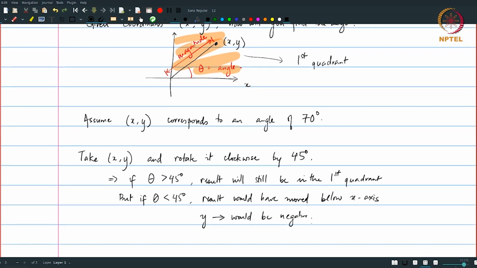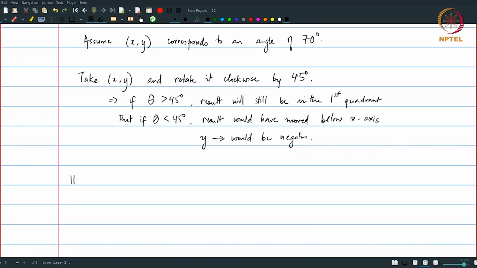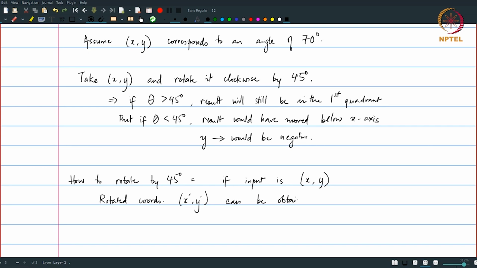Okay. Now, of course, the question becomes, how do you do rotation? This is easy. If my input is the coordinates x comma y, then what I can say is rotated coordinates x prime, y prime can be obtained by the following matrix multiplication.